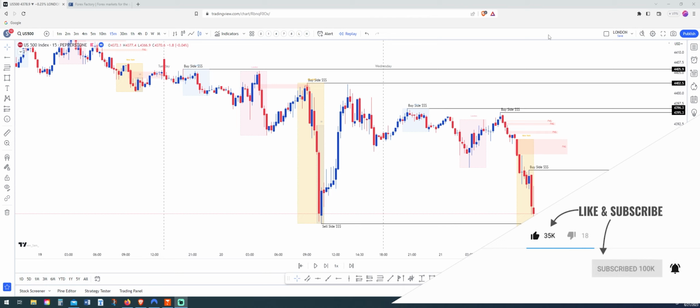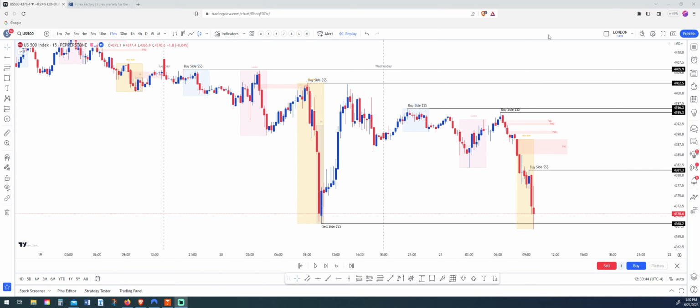In this video we're going to be looking at the Silver Bullet simplified process just to see what opportunities were available for us to extract some profits from the market. Today is June the 21st, 2023, and we're going to be looking at the Silver Bullet setup in the New York session on S&P 500.